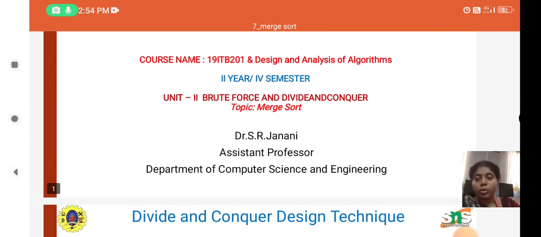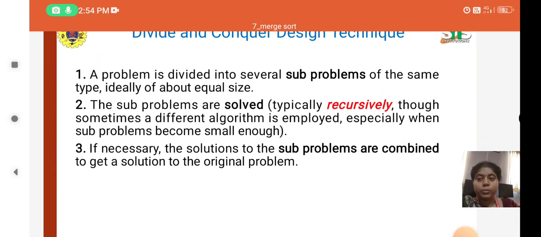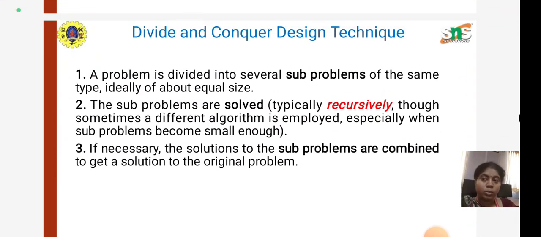Divide and conquer is nothing but dividing the problem into several subproblems and solving them, and recursively they are combined and we get the output. So this is the divide and conquer design. Initially the problem is divided into several subproblems until we get subproblems of equal size. The subproblems are solved, and recursively we combine them to get the original solution.